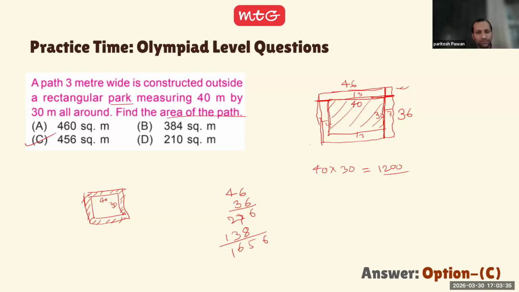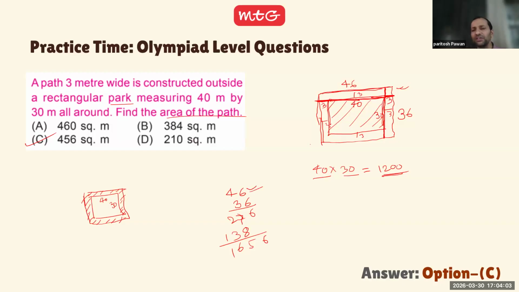Parnasha, you have doubt? Yes, sir. Can you explain this question once again? You see, the inner length is 40, and breadth is 30. So area is 40 into 30, that is 1200 square unit. And when we include the road, 40 plus 3 is 43, and this side also 3, so it becomes 46.